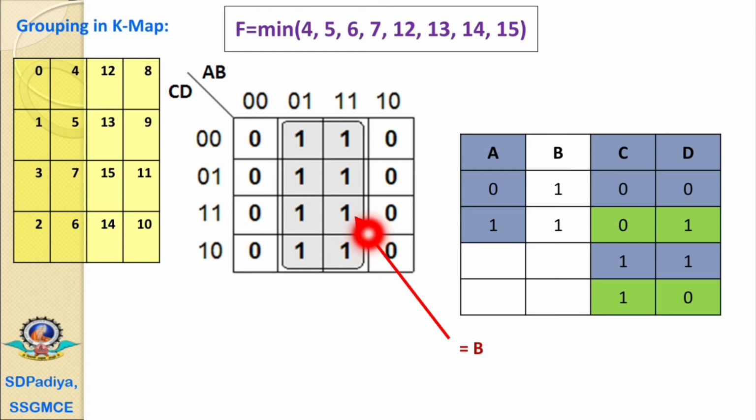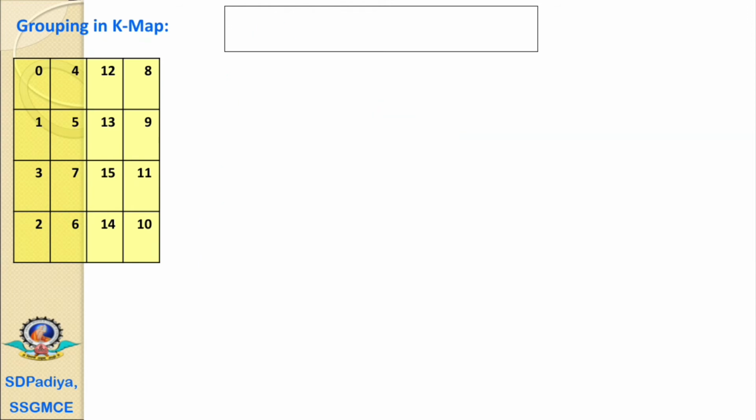A group of 8 eliminates 3 variables. Here you can observe, out of the 4 variables A, B, C, D, A is eliminated, C is eliminated, and D is also eliminated. Then the remaining is only the variable B. The next is an example with the min terms 0, 1, 2, 3, 8, 9, 10, 11.